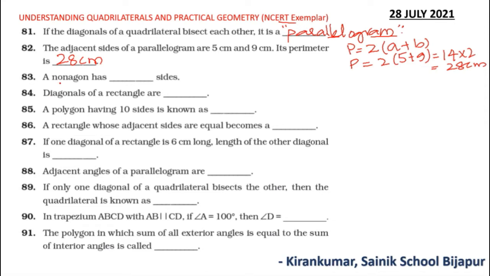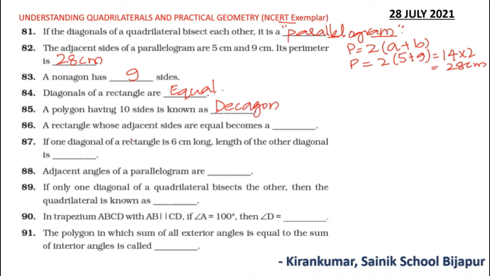Question 83. A nonagon has 9 sides. If it has 10 sides, it is called a decagon. If it has 8 sides, it is called an octagon. Question 84. Diagonals of a rectangle are equal in length. So I'll just mention equal. A polygon having 10 sides is known as a decagon.